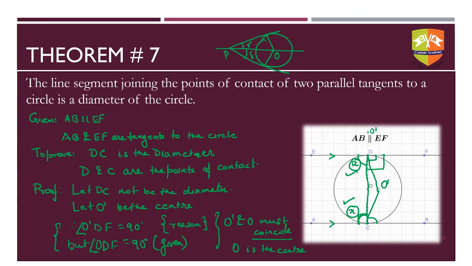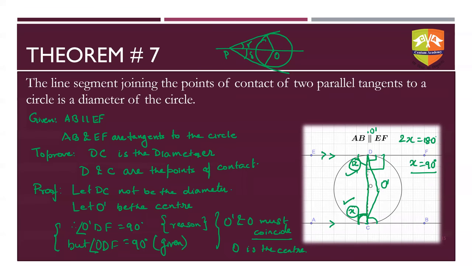Guys, tell me. So they are equal. Very good. And the tangents are parallel also. So that means 2x is equal to 180 degrees. So x is equal to 90 degrees. Got the logic?